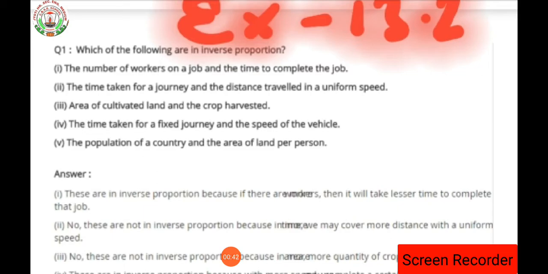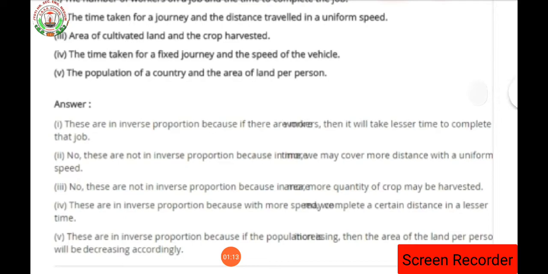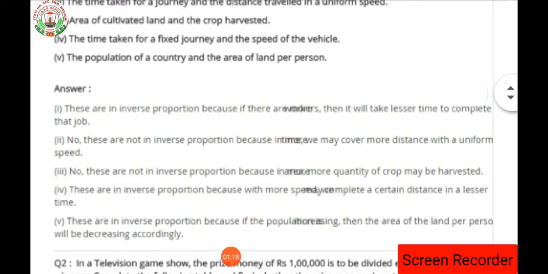First, the number of workers on a job and the time to complete the job; the time taken for a journey and the distance travelled at a uniform speed; the area of cultivated land and the crop harvested; the time taken for a fixed journey and the speed of the vehicle; the population of a country and the area of land per person. Here some statements are given. By reading and understanding each statement, we have to say which one is an inverse proportion and which one is not. It's just a theory question, nothing more than that.